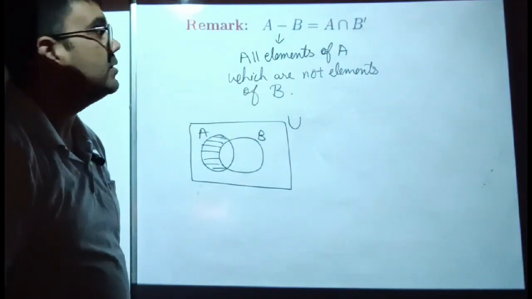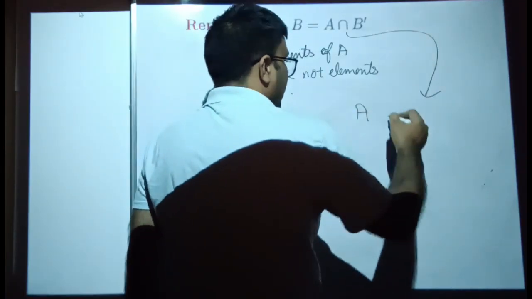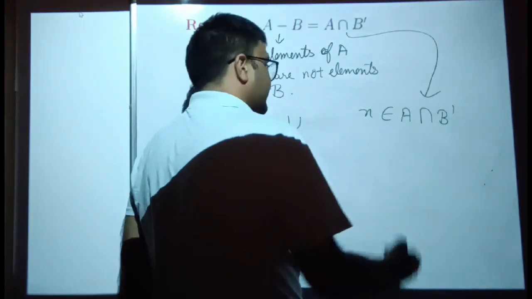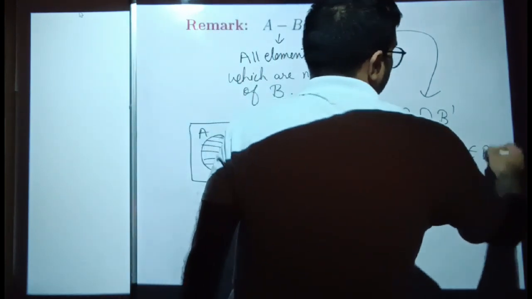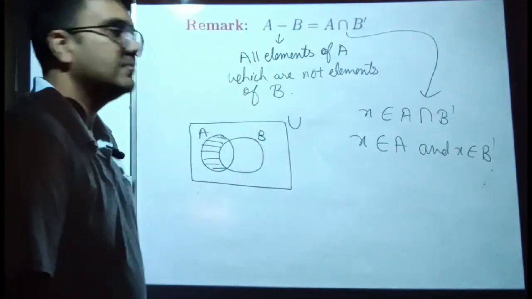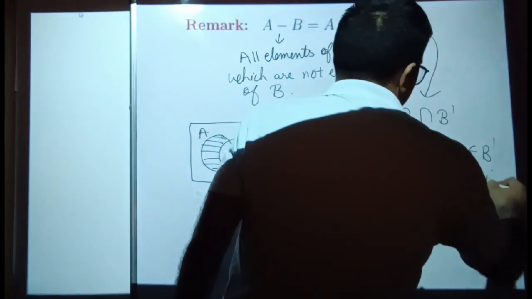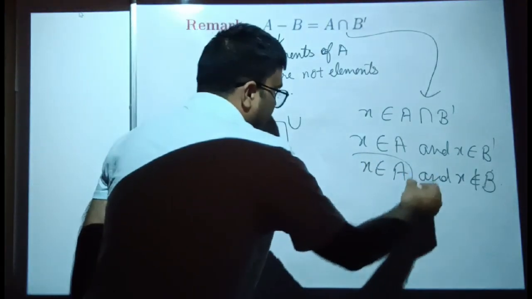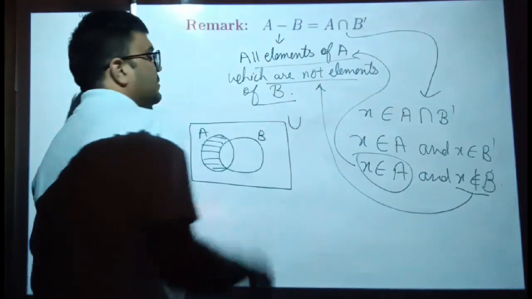And when I am talking about A intersection B complement, what is the definition we have? If an element x belongs to A intersection B complement, then x belongs to A and x belongs to B complement. That means x belongs to A and x does not belong to B. Compare both these results. We are saying x belongs to A, all elements of A, and x does not belong to B, which are not the elements of B.